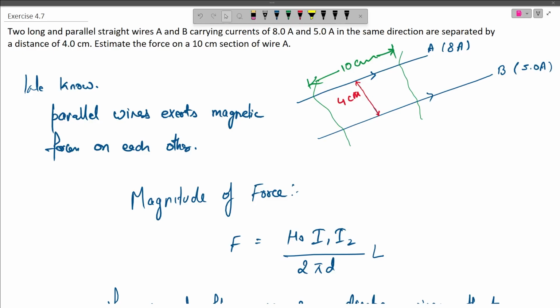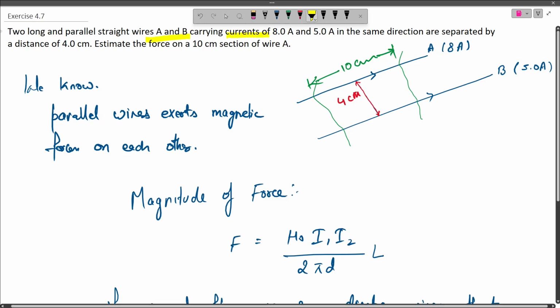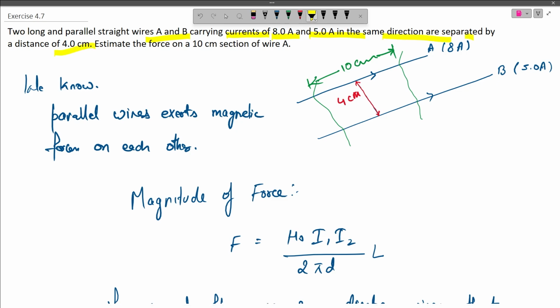The question says that two long and parallel straight wires A and B carrying currents of 8 ampere and 5 ampere in the same direction are separated by a distance of 4 cm. Estimate the force on a 10 cm section of the wire A.